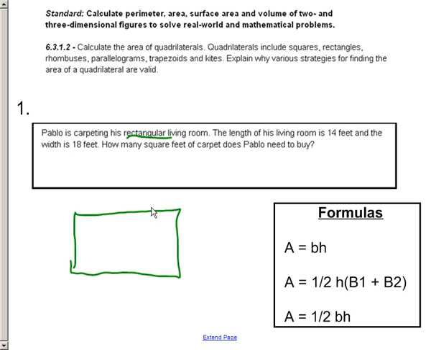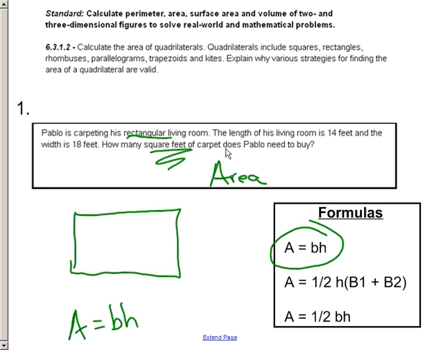Now we need to look back at the problem and figure out what it is that we're trying to solve, and that is how many square feet of carpet does he need to buy. So square feet tells me that I'm looking for the area of his carpet, which is a rectangle. So our next step is to figure out what formula we're going to use to find the area of a rectangle. So your formulas are here. These are the formulas given on your formula sheet. And this is the formula that we need. Area of a rectangle or a square equals the base times the height. So in order to find the area, we're going to need to know what the base and the height are.